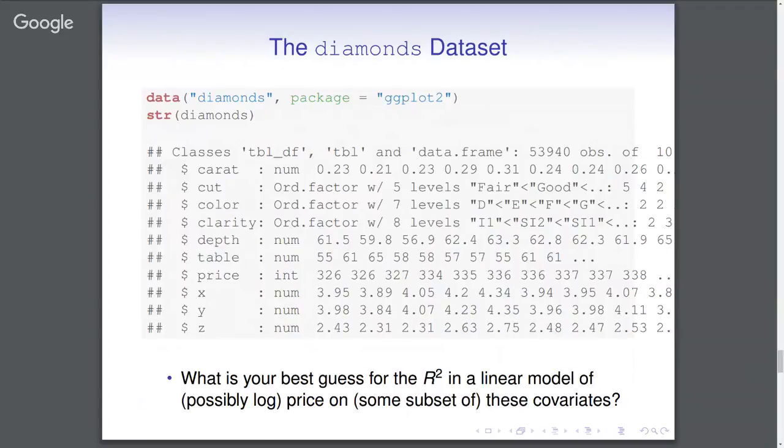So think to yourself, what would be your best guess for the R squared value in a linear model of price, or if you want to, you could do log price, using, you know, these covariates or some subset of these covariates, maybe with some transformations thereof or interactions, etc. What would you say your best guess would be for how much of the variation in diamond price can be explained in a linear model with variables such as these?